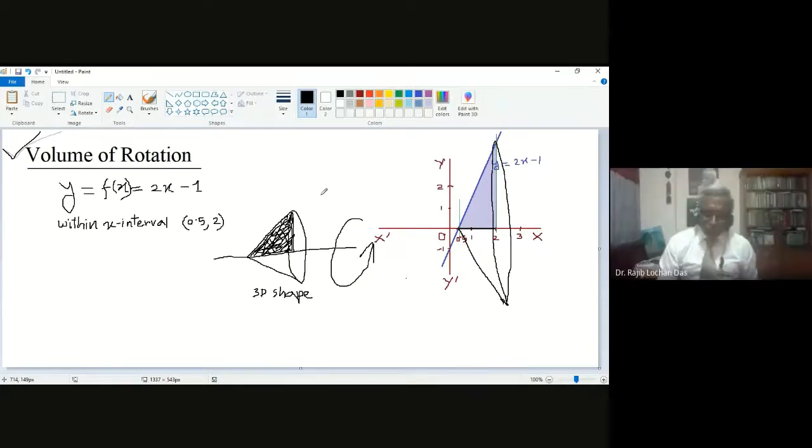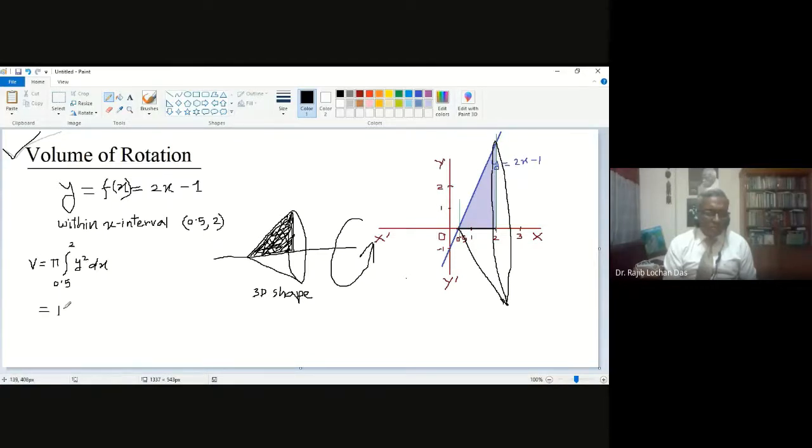Yes, sir. So if you just apply the formula of volume, you can do the calculation. Calculation is very easy. Volume calculation is pi, then integration, then lower limit. In this case, it will be 0.5, and the upper boundary of x will be 2, and then the formula is y square dx. So you have the y value.